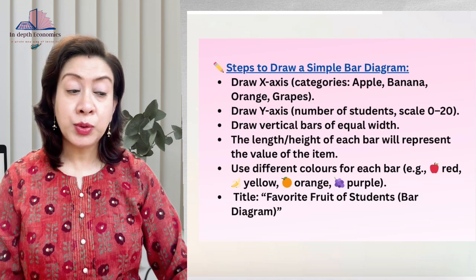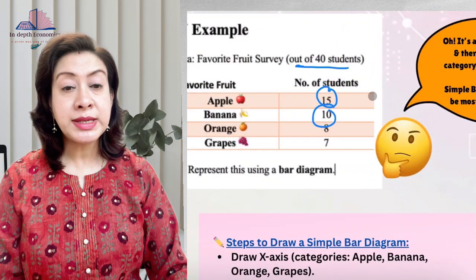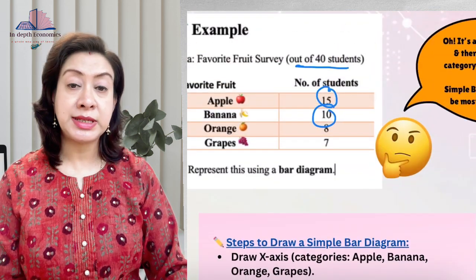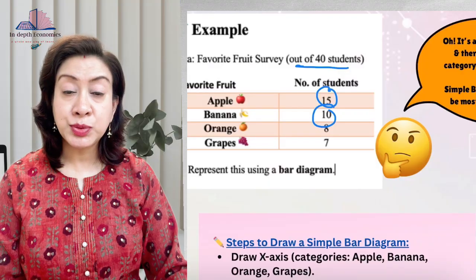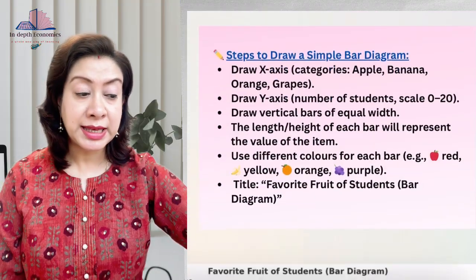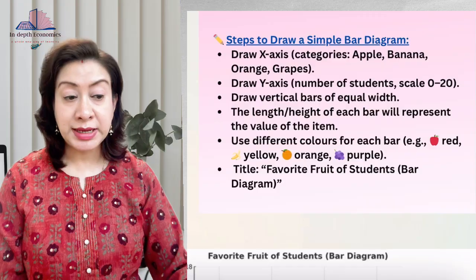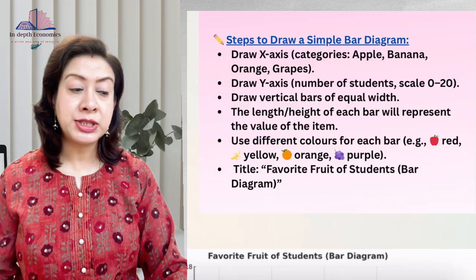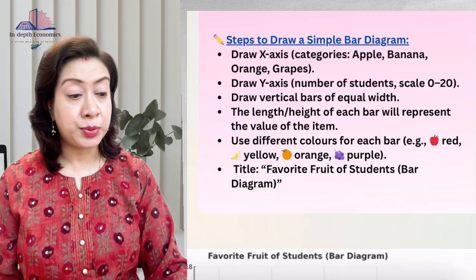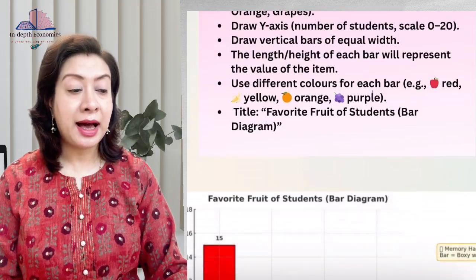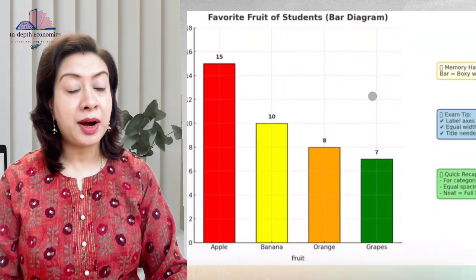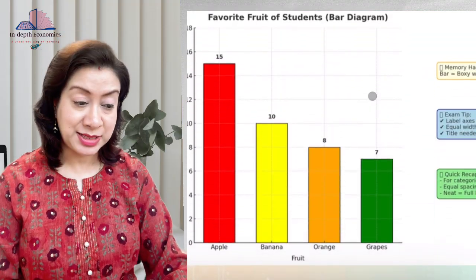So let us go back to our example. We see the lowest number of students is 7 and the highest number of students is 15. So we are scaling it from 0 to 20. We will draw a vertical bar of equal width to represent each category. The height or the length of each bar will represent the value of the item.